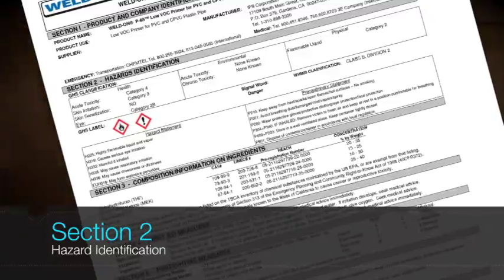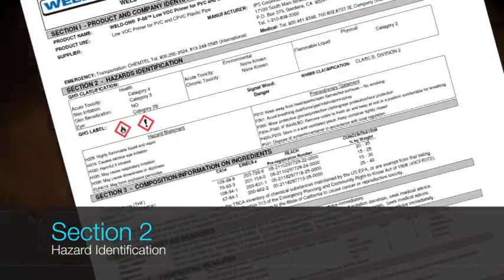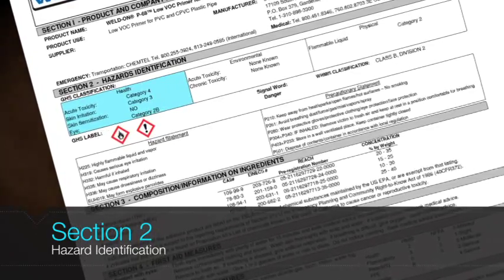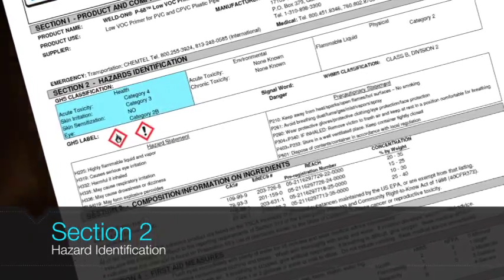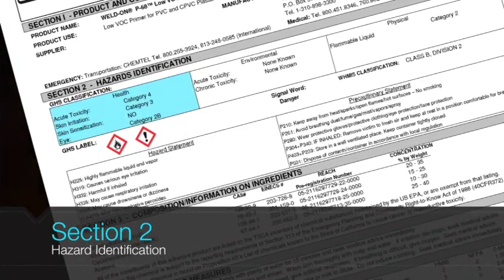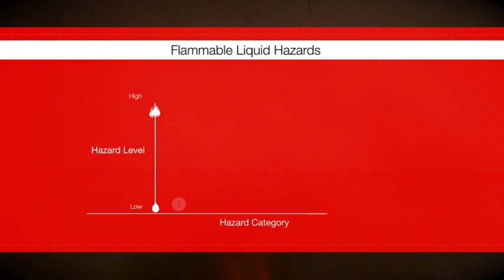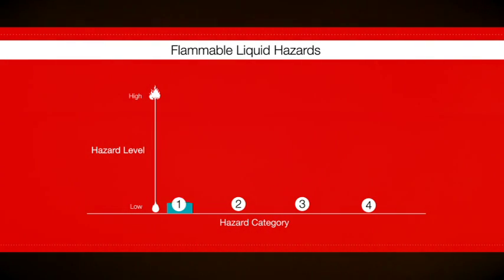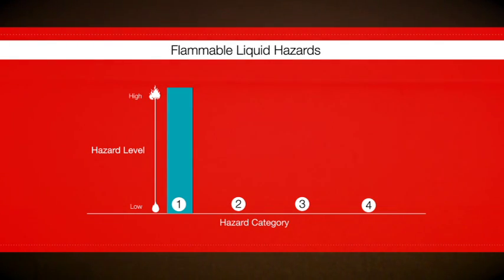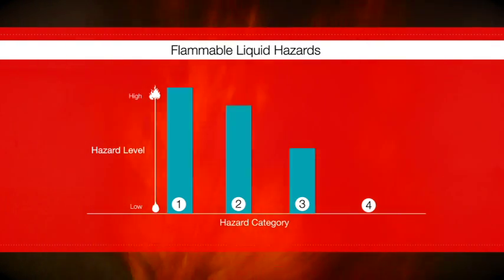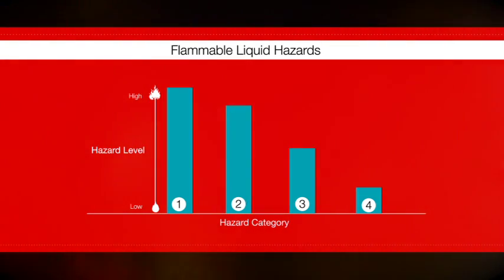Where it's appropriate, this section will also show a hazard category or subcategory by a number, or a number and a letter. The bottom line, the lower the number, the higher the hazard. Let's look at some examples. There are 4 categories for flammable liquid hazards. Category 1 chemicals are more flammable than Category 2 chemicals. The least flammable is Category 4.